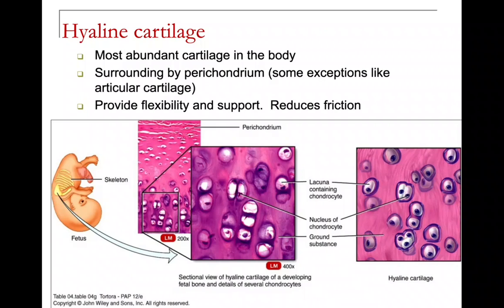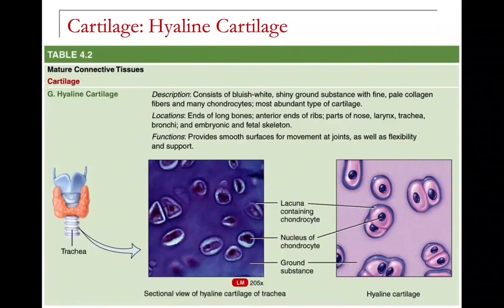Hyaline cartilage is the most abundant cartilage in the body. It's surrounded by perichondrium in most places except the articular cartilage. It does give some flexibility and support, and helps to reduce friction. This is the slippery stuff on the end of a chicken bone. So here are some more pictures of it.